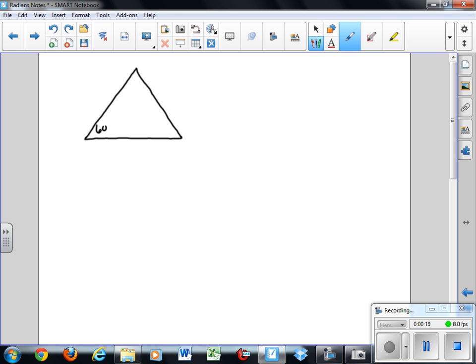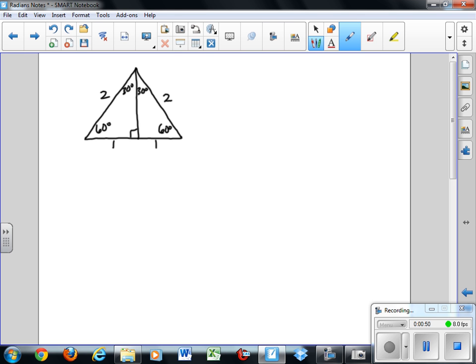So this is 60, 60, and the top one's 60, but I'm not going to write it in because I'm going to divide this triangle in half down the middle, which means this would be 30 and this would be 30. And this is a right angle. Now, let's say I made the sides all equal to 2 units long. Well, I just divided the bottom in half using this altitude, so I'm going to call this 1 and this 1.